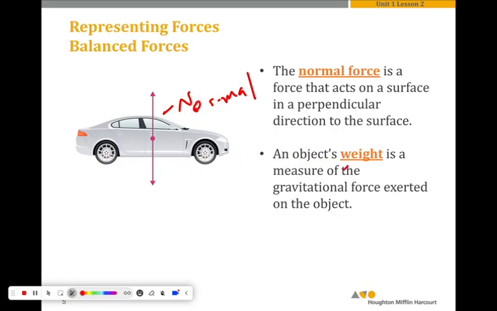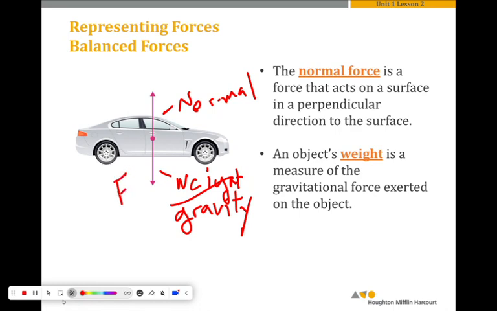The object's weight is a measure of gravitational force exerted on the object. So that's the weight. And we would say gravity. We would actually label it as gravity. I would say this is the force of gravity, and this is the force of the normal. So in my diagrams, I would use lowercase letters to describe the force.